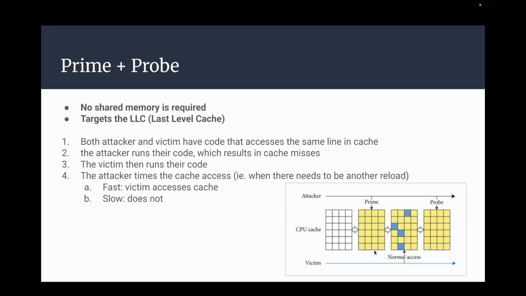So next is Prime+Probe, and its distinguishing factors are that it does not require shared memory, and it targets the last level cache. As the name suggests, this attack has two phases: the priming phase, where the cache is filled with values by the attacker, and the probing phase, where it checks these locations again and times the access to see if there is a difference.